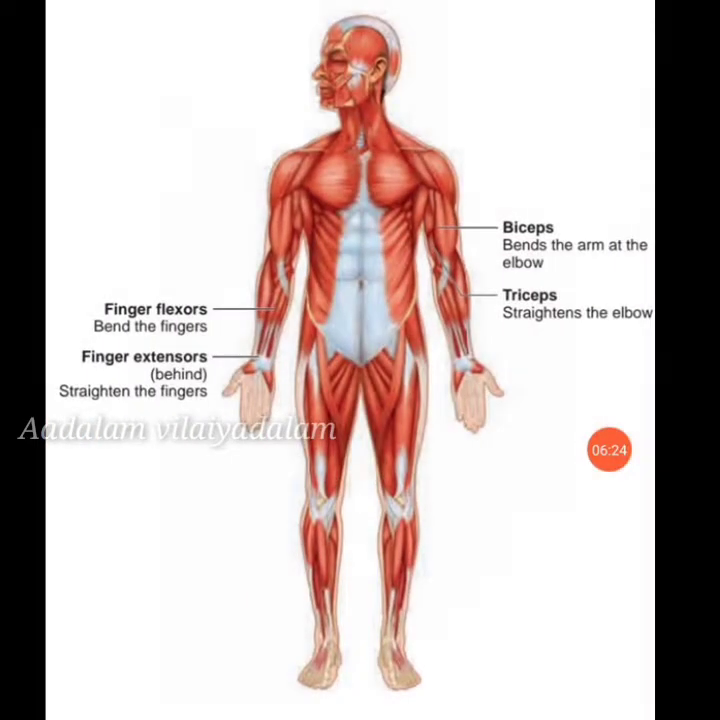So this is the muscular system. Two muscles are used: first biceps and second triceps. Biceps is used to bend the arm at the elbow. Triceps is used to straighten the elbow. Then the finger flexor bends the fingers, and the finger extensor straightens the fingers.